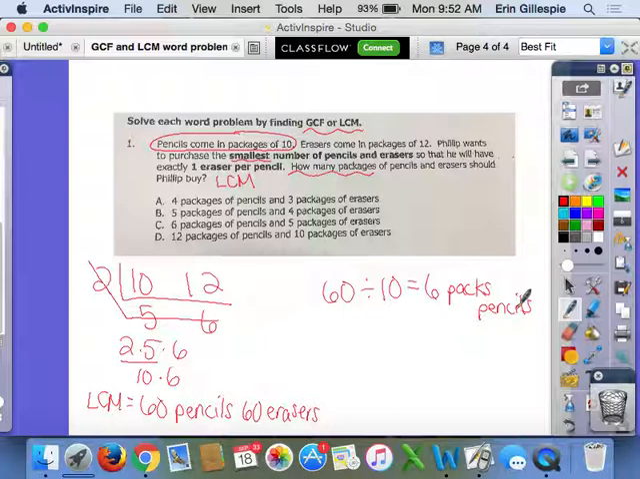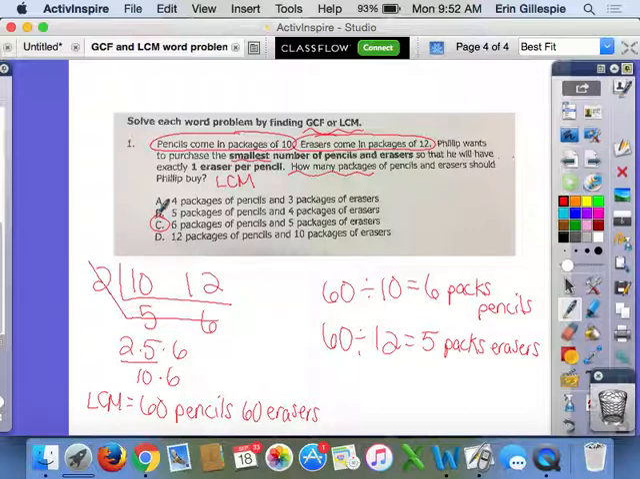I'm also going to have 60 erasers, but they come in packs of 12. So I'm going to do 60 divided by 12 to figure out that I need 5 packs of erasers. So that means option C is our correct answer. Go ahead and continue working on your homework.